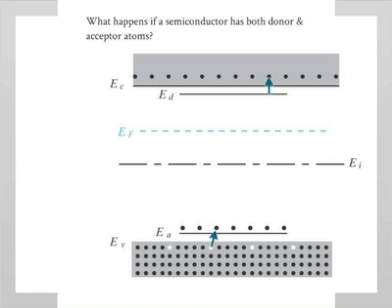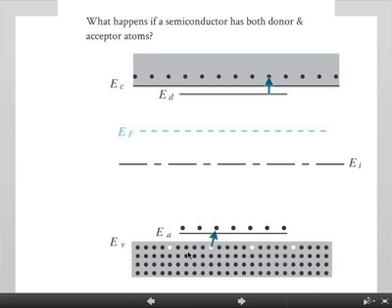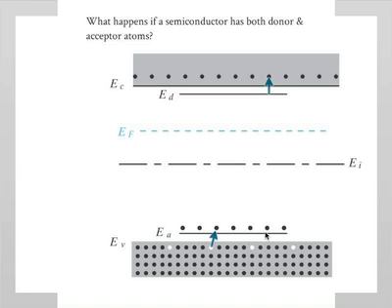So let's ask a question. What happens if a semiconductor has both donor and acceptor atoms? From an energy level perspective, what that means is, of course, you have a valence band, you have a conduction band, and you have some intrinsic Fermi level, you have an actual Fermi level, and you have a donor energy level, and you have an acceptor energy level. That's what it means. You have both arsenic and boron. This is also possible, right? In fact, it's pretty common.